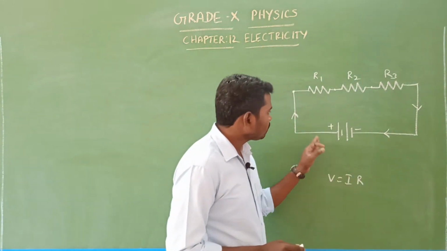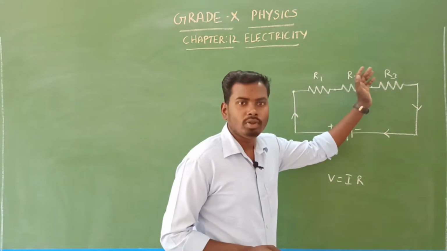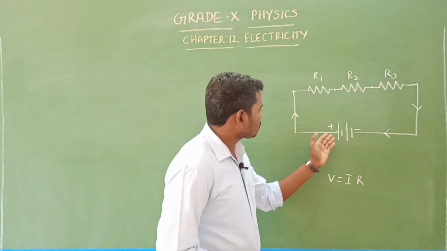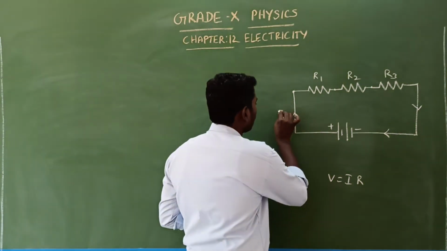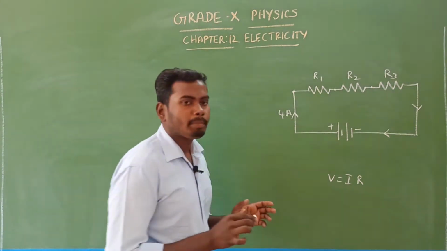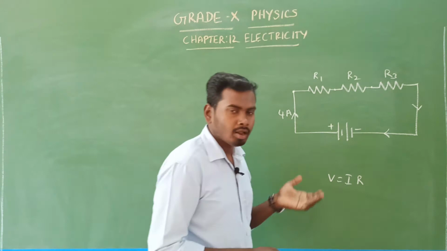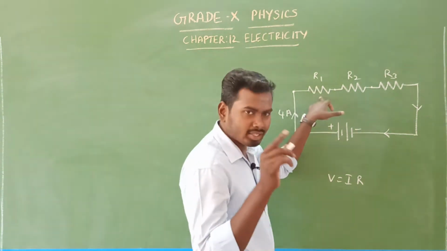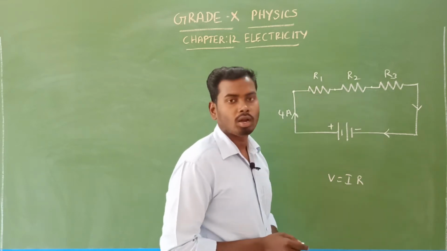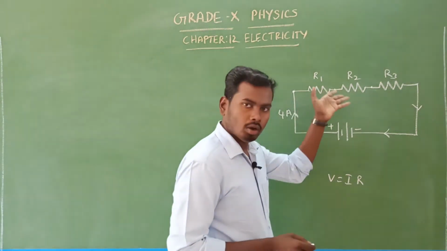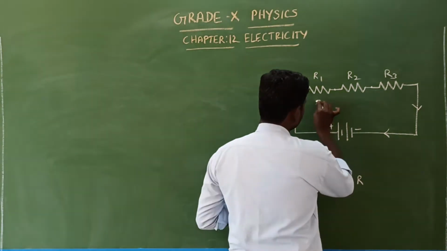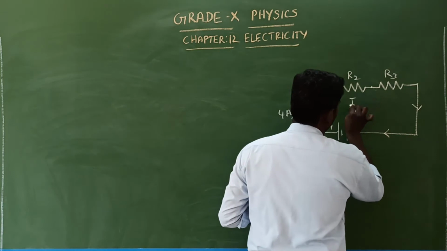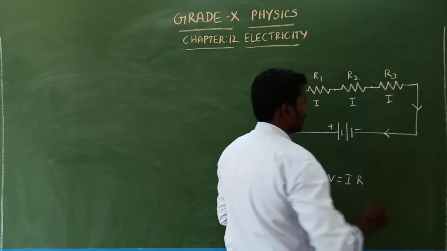But the current flowing through each resistor will be the same. Suppose 4 ampere current is flowing throughout the circuit. So what about the current value in resistor 1? In resistor 1 also 4 ampere current will flow. Here also the same amount of current will flow, and here also.